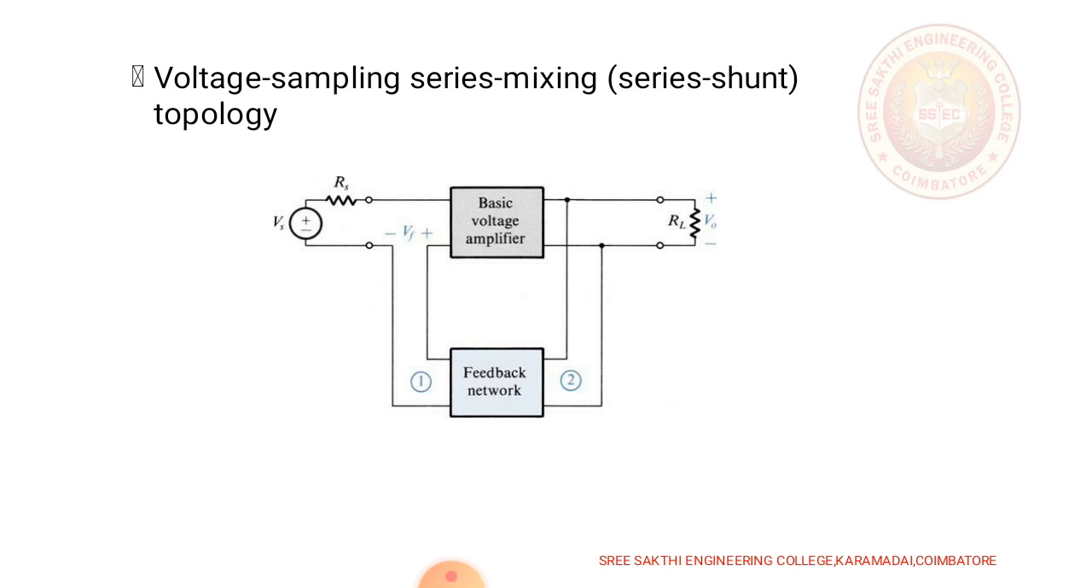The circuit for series shunt topology is given here. Series shunt means series represents the connection at the input, that is, the input voltage Vs and the amplifier input are both in series with the feedback network, and the second term, shunt, represents the connection at the output, where at the output the terminals are connected in parallel.